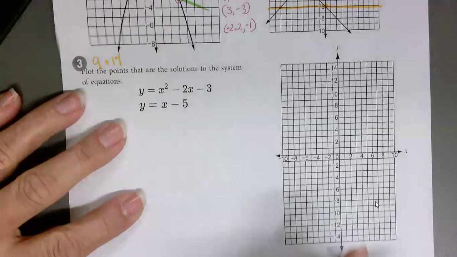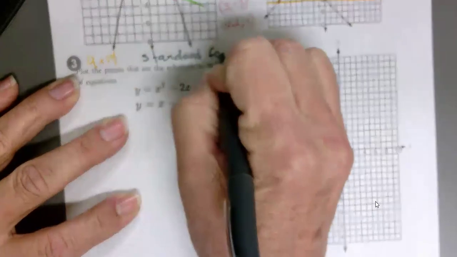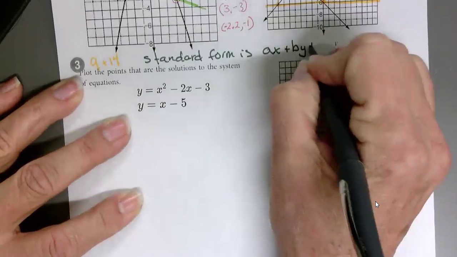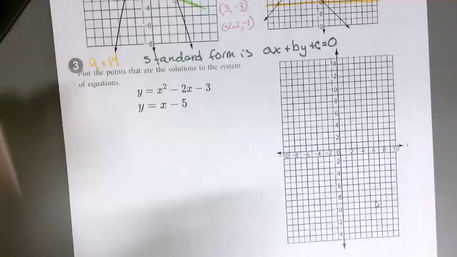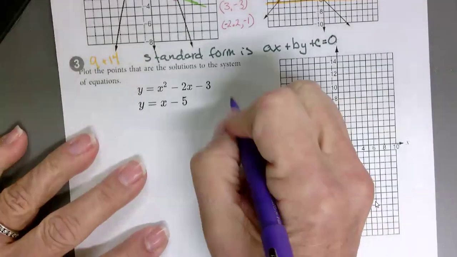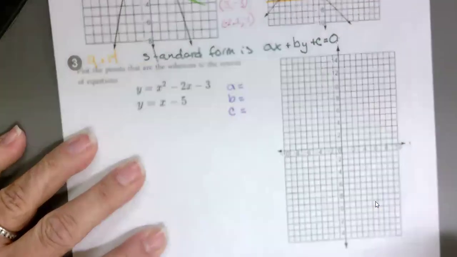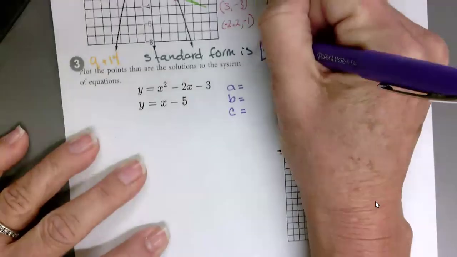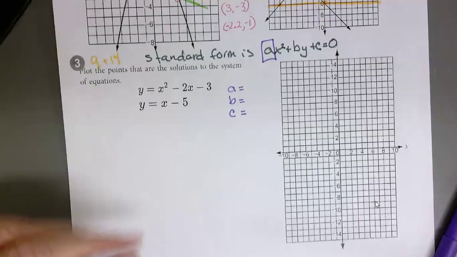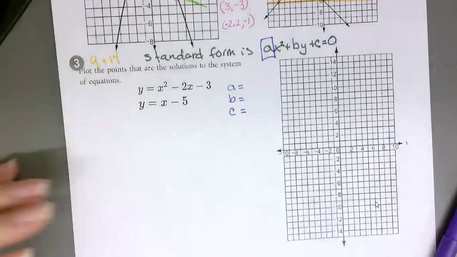So let's start with making sure we know what standard form is. So standard form is ax plus by plus c equals 0, okay? And we use standard form so that we can find what a equals, what b equals, and what c equals. Now, a is lovely because it's right here, and I apologize. This is ax squared. Please take a second to fix that. Ax squared.